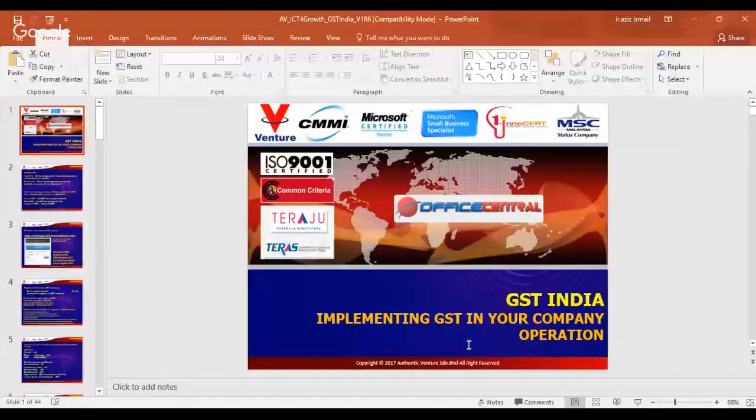We are going to go through the third session for the GST India Accounting. So I'll move to the PowerPoint presentation now. We have gone through implementing GST in your company operation, in your accounting. We are going to repeat again what we have shown in the previous session, but it's going to be very fast. And then after that, we'll move to how to do transactions for your purchase receive invoice. After the PowerPoint, we are going to go through the system.